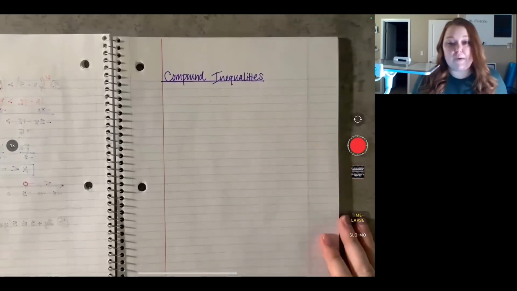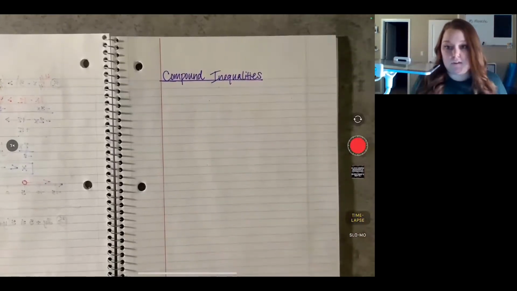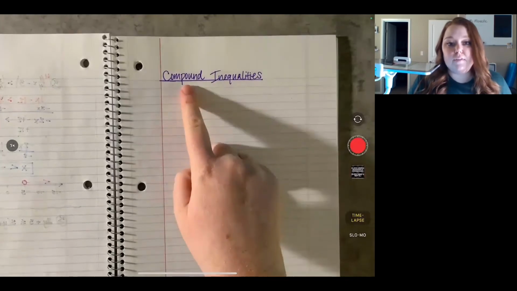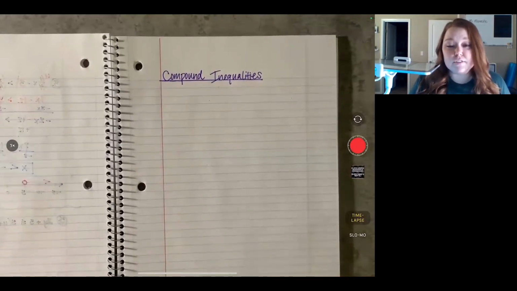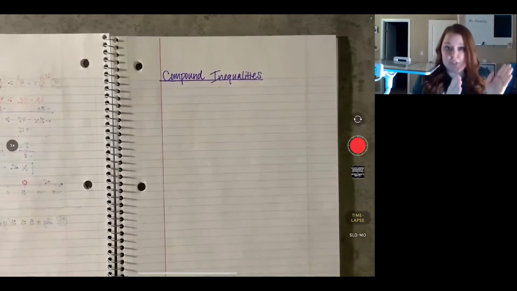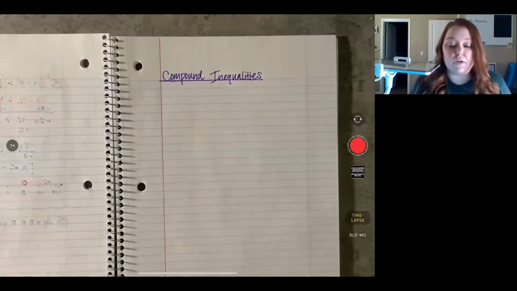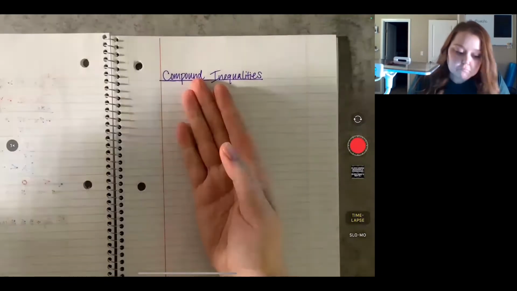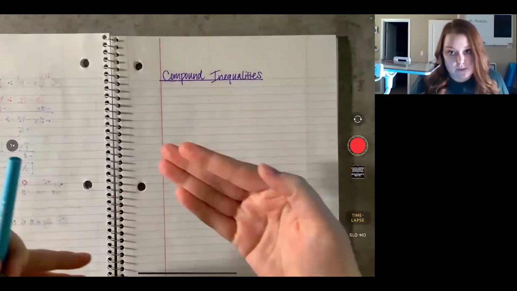All right, so we're doing compound inequalities today. Inequalities are your less than, greater than, less than or equal to, that sort of thing. And then this word compound, you have heard that before, like a compound sentence or a compound word. Butterfly is a compound word, because butter is a word on its own, fly is a word on its own, and you can put them together to make a word. So compound inequalities, to go on that same track, it's two inequalities put together, okay?